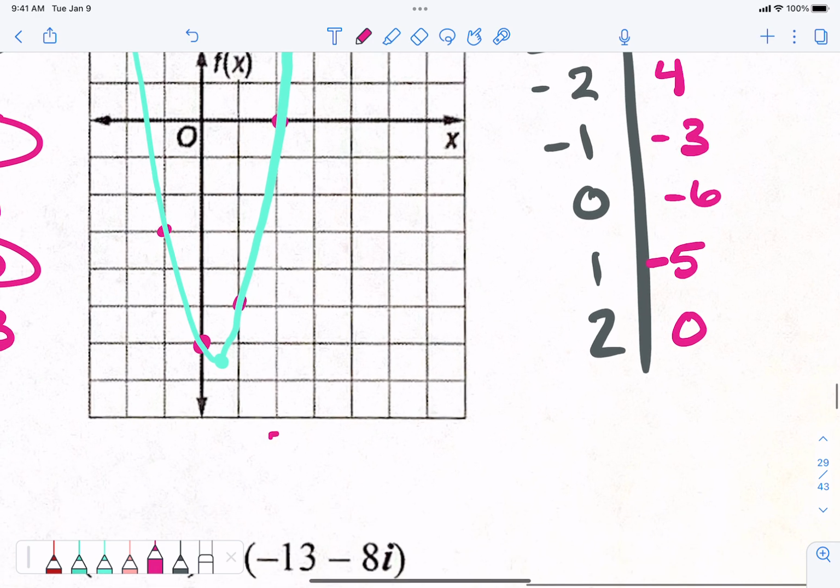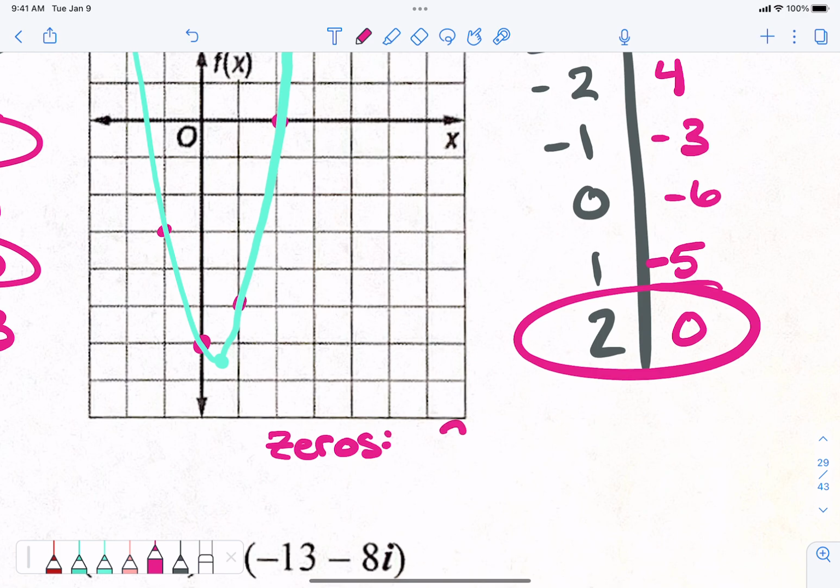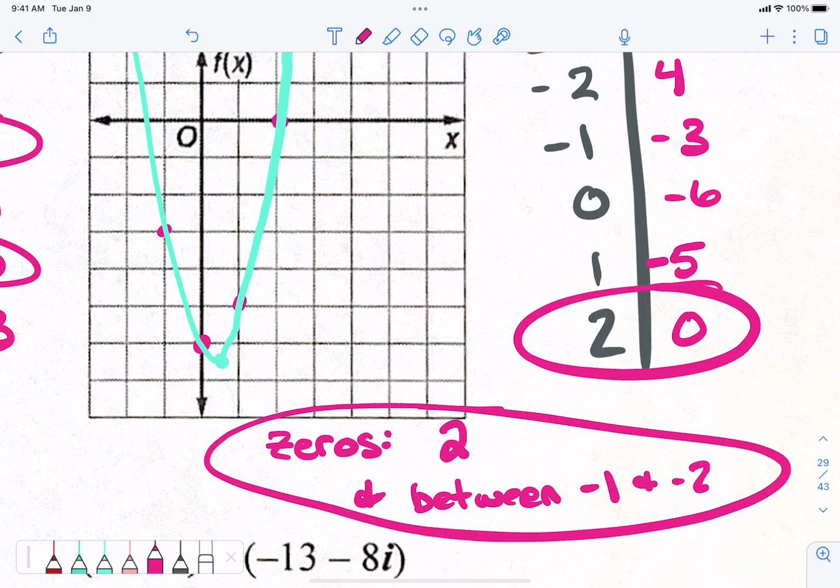Do we have exact zeros here? Yeah, one of them is. The other one is between. So which one is exact? 2. We can see that from the table. 2, 0. I have an exact 0. And then I say and between 1 and -1 and -2. Right? That was super quick. Was that okay?